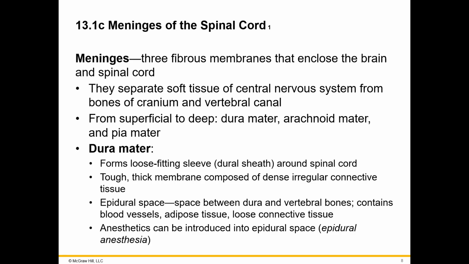Then you have these holes here. This is spongy bone.